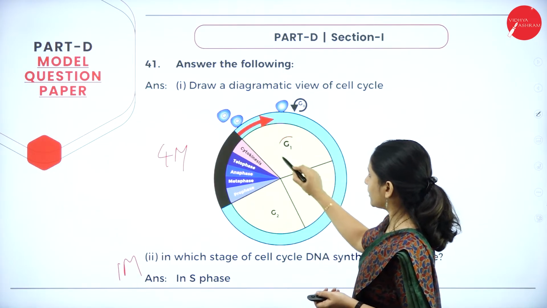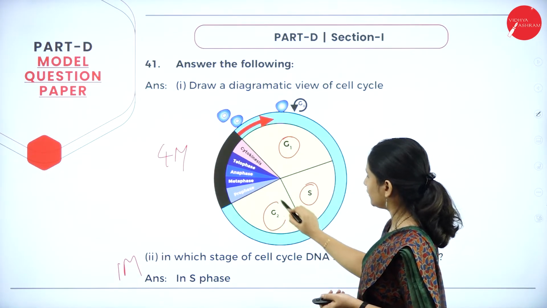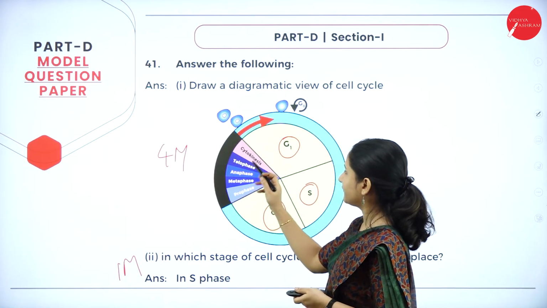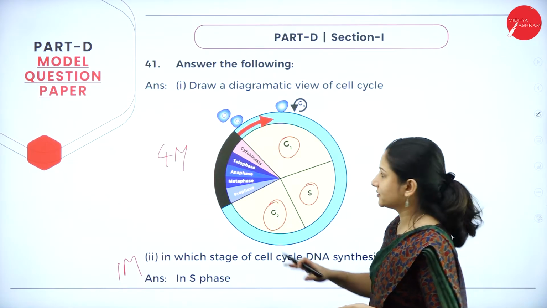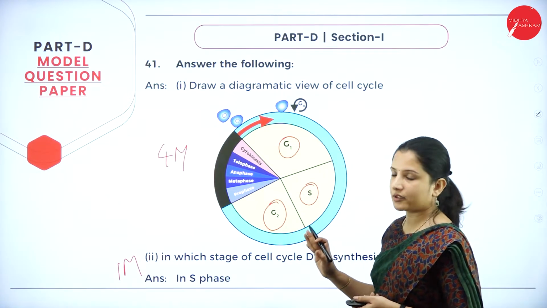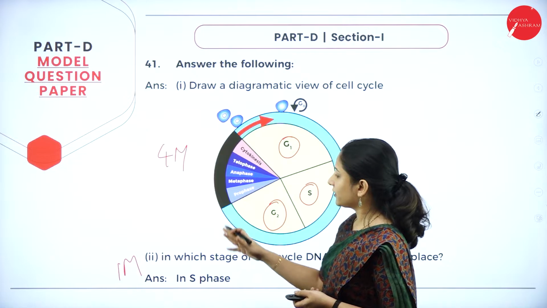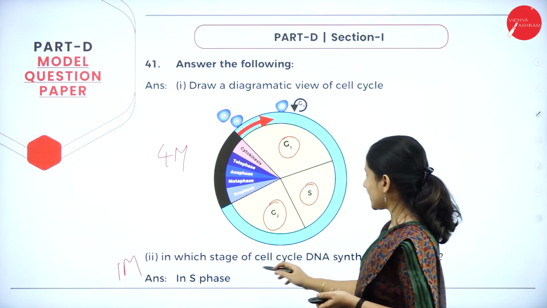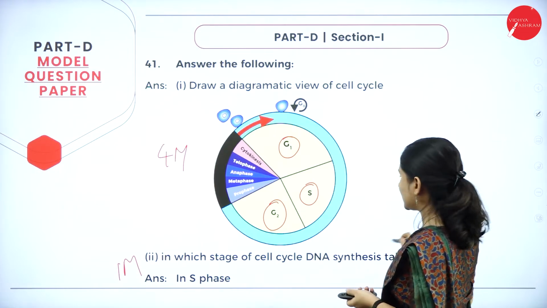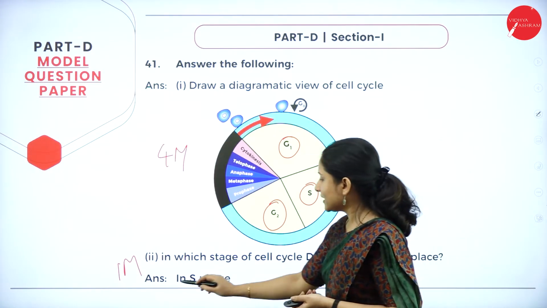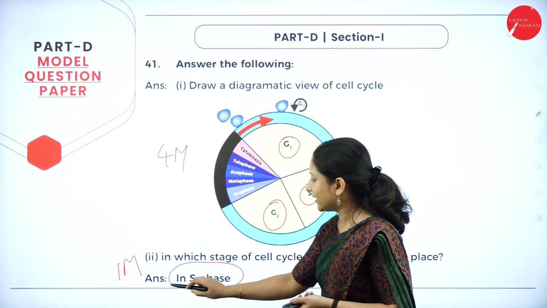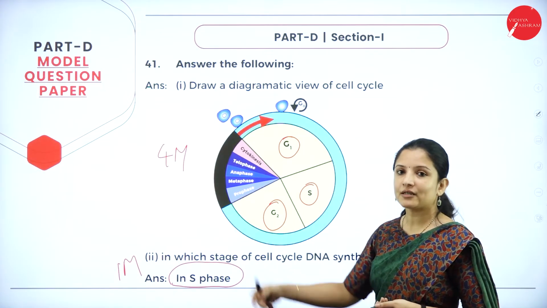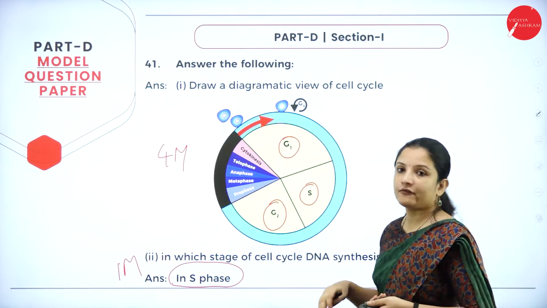You have to mention the G1 phase, the S phase and the G2 phase. After that comes the M phase, wherein you have the prophase, metaphase, anaphase, telophase and the cytokinesis. So much you need to mention. Then don't forget the other question here. They have asked, in which stage of cell cycle does DNA synthesis take place? It is in the S phase that the synthesis of DNA takes place. In one word you answer here, you will get 1 mark. So 4 plus 1, 5 marks.